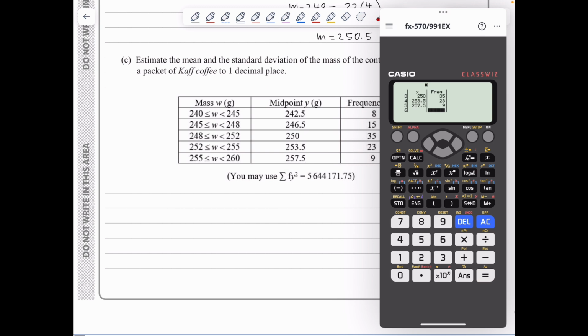I press option, and then it's option 3, one variable calculations. Well, the first entry, it's x bar. In our case, it's w bar. So the mean, which is 250.4, and it's measured in grams. And for the standard deviation, it's the sigma underscore x. So it's 3.95495, etc. Well, we've been asked to give our answer to 1 dp, so sigma w would be 4.0 grams.